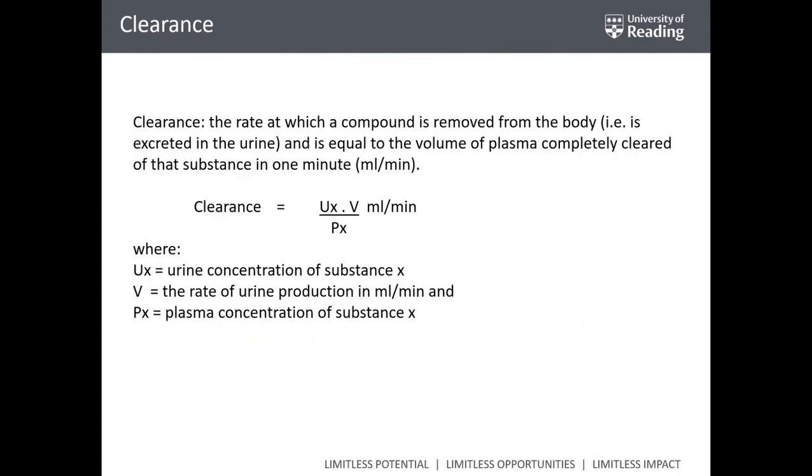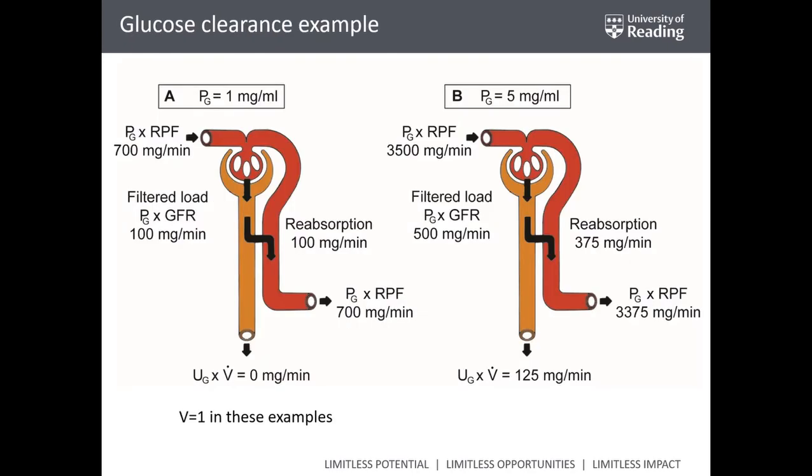What is clearance? Clearance is the rate at which a compound is removed from the body, for example, excreted in the urine. So it's a very general term. And it's equal to the volume of plasma completely cleared of that substance in 1 minute. So clearance is equal to the concentration of that substance in the urine divided by the concentration of that substance in the plasma times the rate of urine production in milliliters per minute. How do you calculate that?